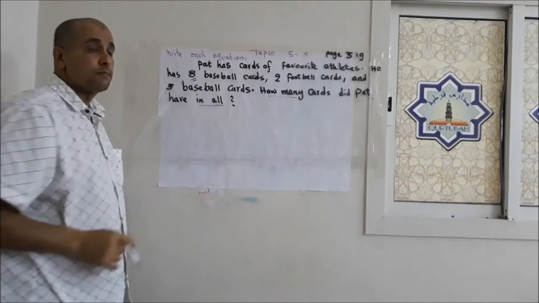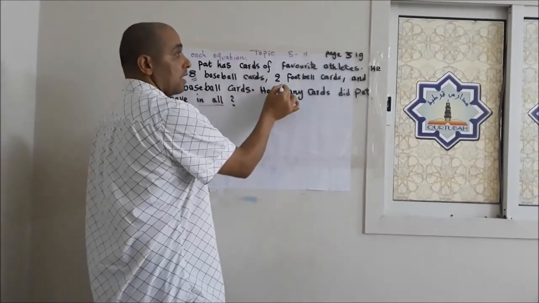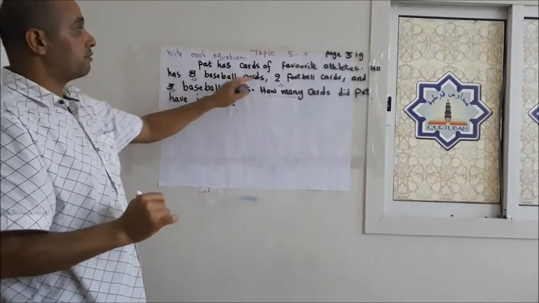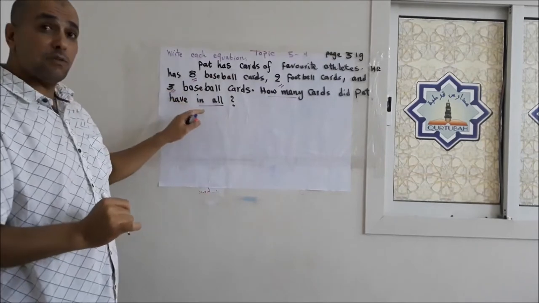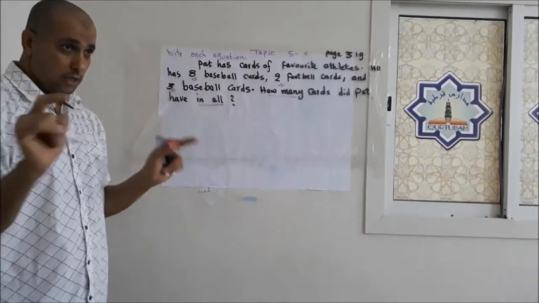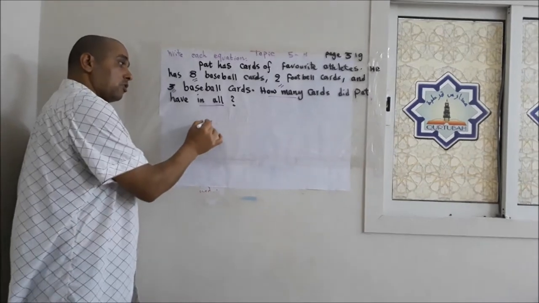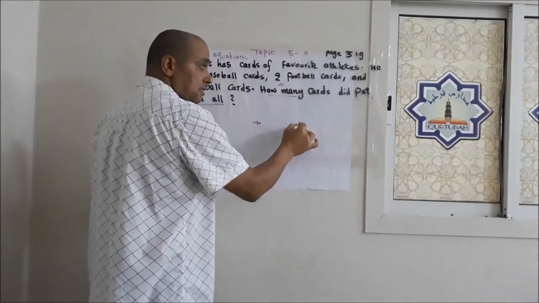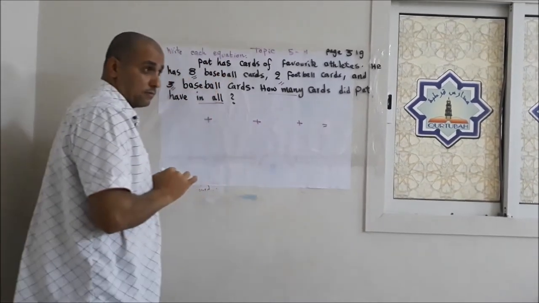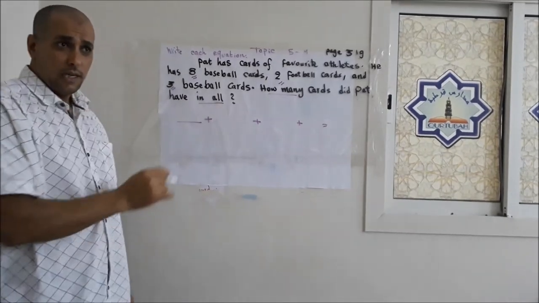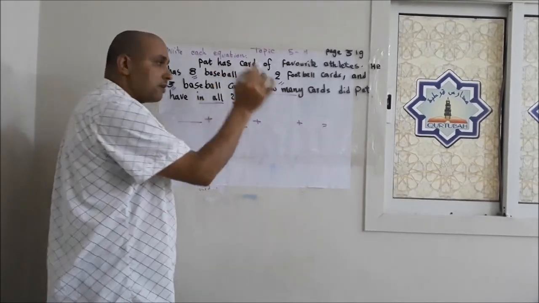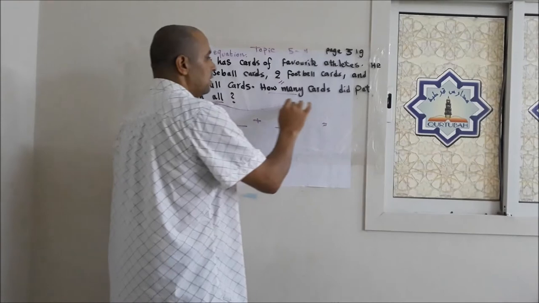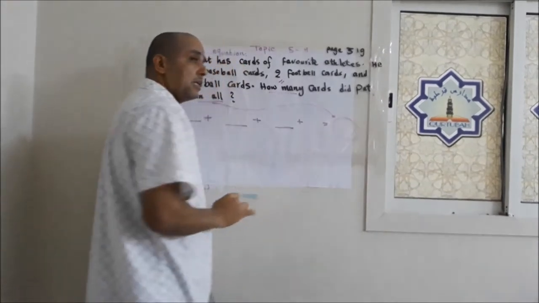We have 8, we have 2, and we have also 3. And what does he want? He wants them in all, right? So our equation would be like that. It should include plus, and plus, and in the end, it should include equals. Here we put a number, here another number, and here another number. And all together will be here.